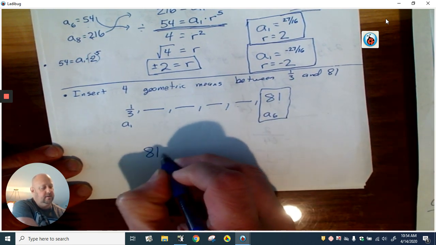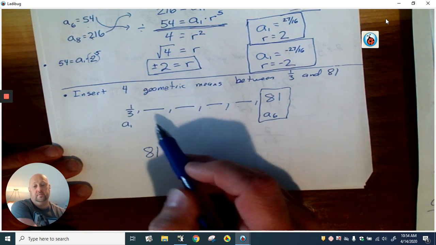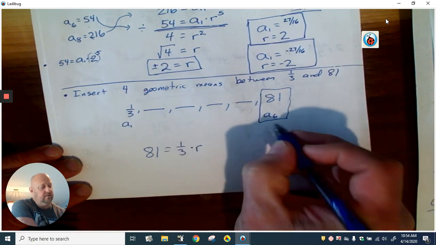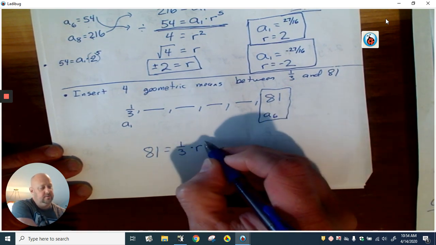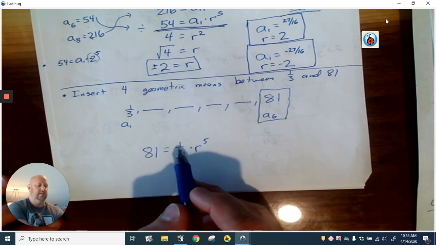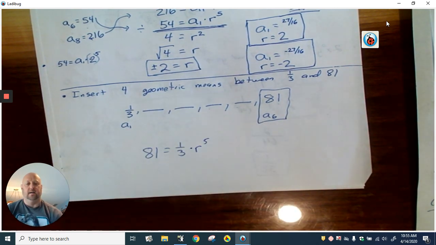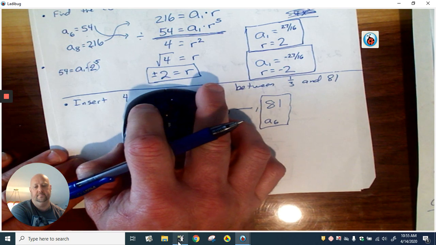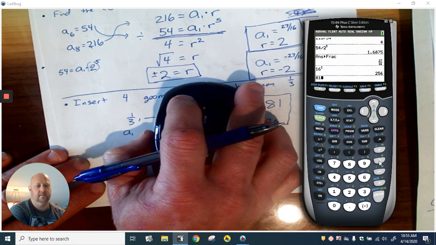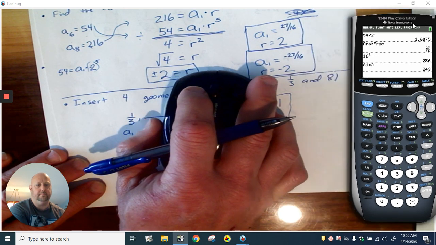So 81 must have equaled an equation. Well, that equation would be my a sub 1, which I know, times my r value to the n minus 1, which in this case, again, would be 5. And now we can just solve this. How do you get rid of that 1/3? We multiply by 3. Well, 81 times 3 is 243. Okay.